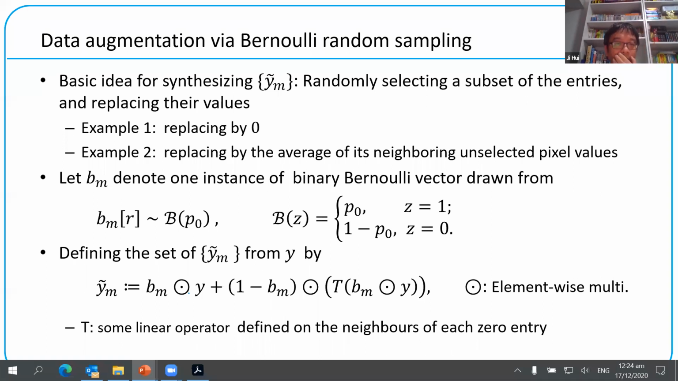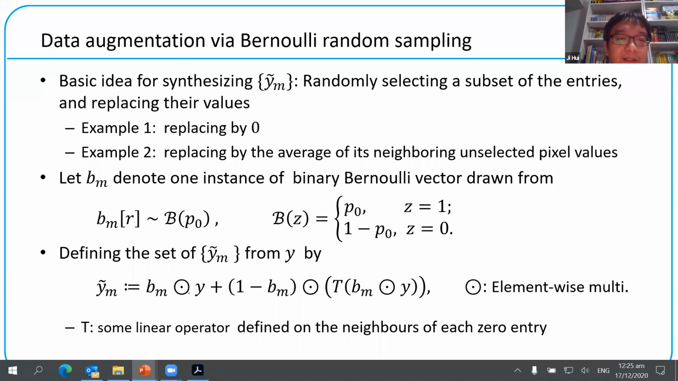All right, now let's see how we do that. Here I show you two examples of how we synthesize y tilde. The basic idea is that you randomly select a subset of image pixels and replace or damage its values. One way to damage is just to set them to 0. Another way is to replace them with the average of their neighboring unselected pixels. There are many ways to do that; I share two.